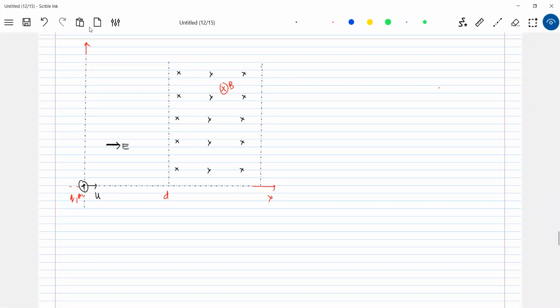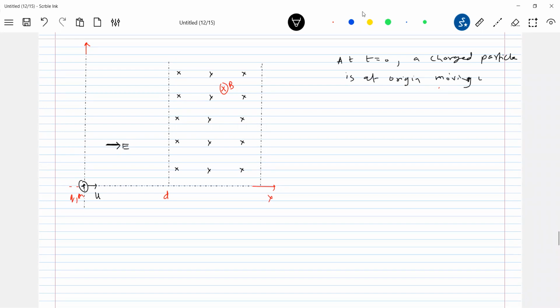Taking a different numerical here. A charged particle at t equals 0 is at the origin, moving with velocity v naught as shown. Let me take this as A.